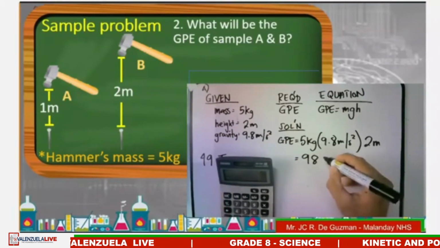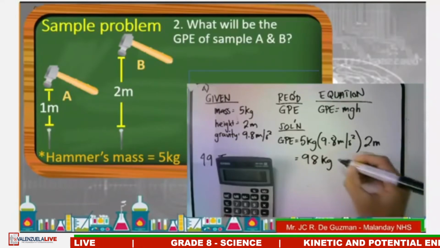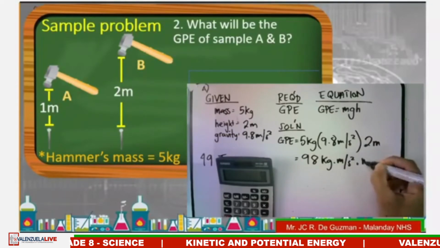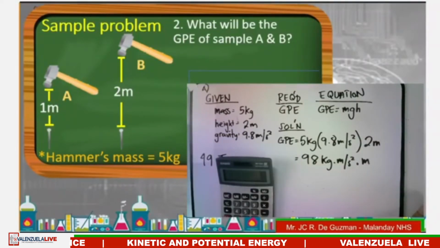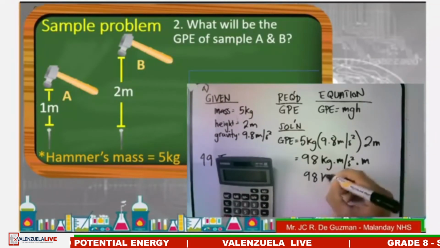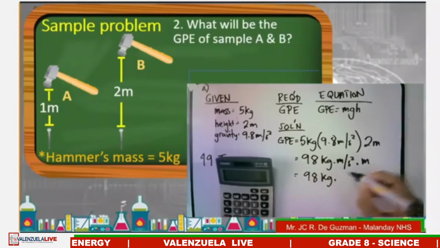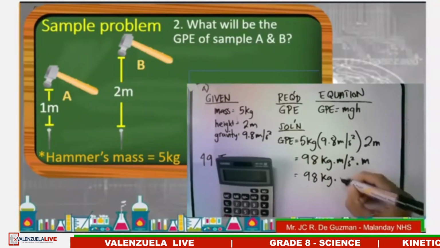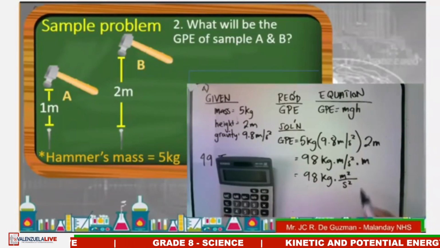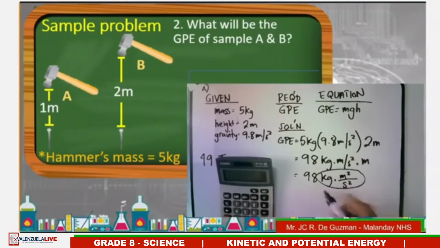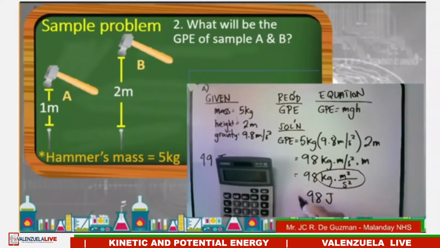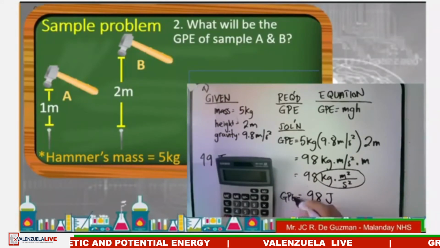For the unit, we have 98 kilograms times meter per second squared times meter. If you want to make it shorter, you can multiply the meter by another meter, which gives you meter squared per second squared, and automatically this is the unit for joule, for Newton meter. So we have 98 joules as our final answer.